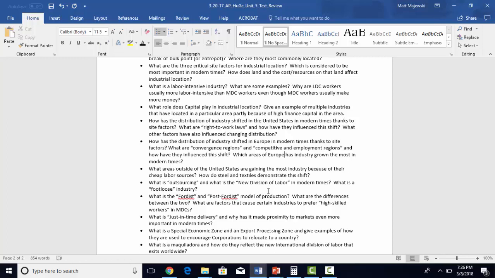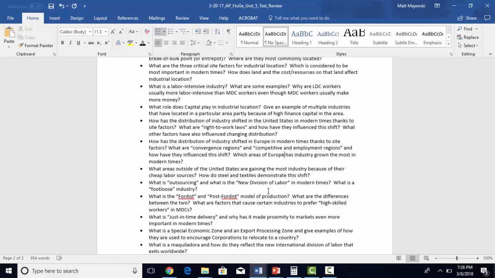What are the factors that have caused certain industries to prefer high-skilled workers? If you work in tech or information, if you're in research or development, if you're in science, especially scientific research, all of those generally require very specifically skilled, trained workers. And so those must stay more local to the MDC, and particularly in cities, so that they can take advantage of large, usually college-educated workforces.